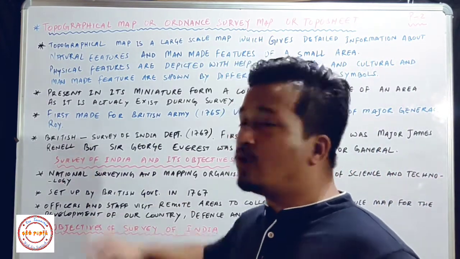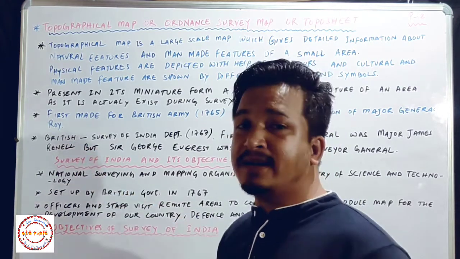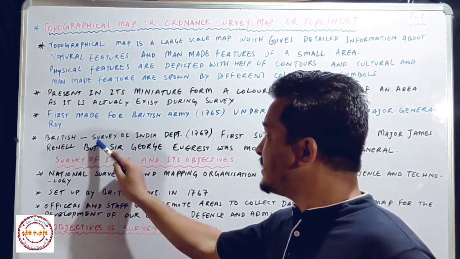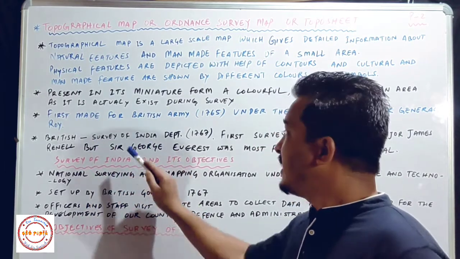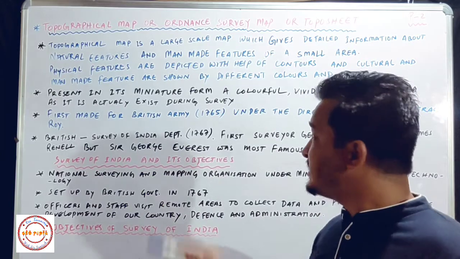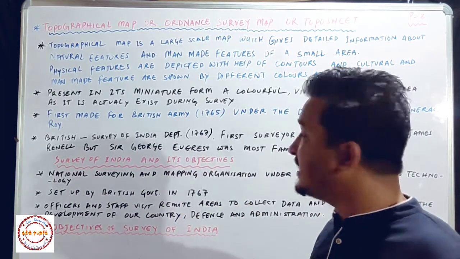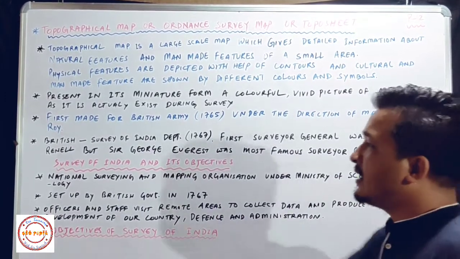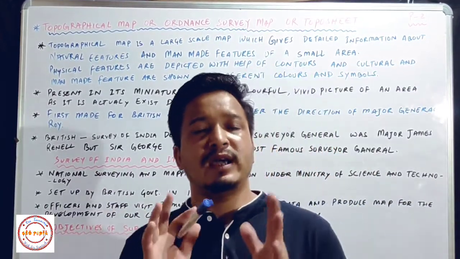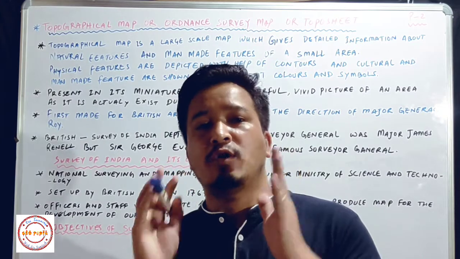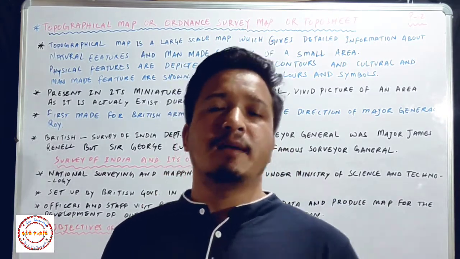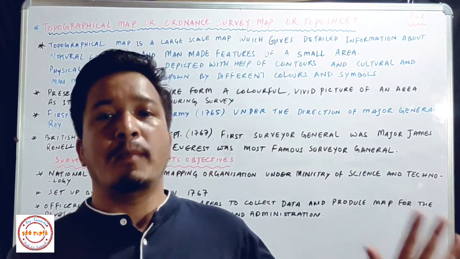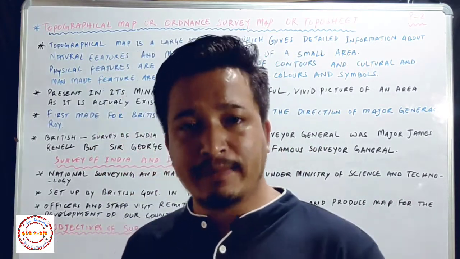Okay, so the British government established one department, and the name of the department was Survey of India. It was established in 1767 for the first time in India, and the first Surveyor General was Major James Rennell. This department alone prepared topographical maps for India. Besides this department, nobody has the right to make or prepare a topographical map or topo sheet.